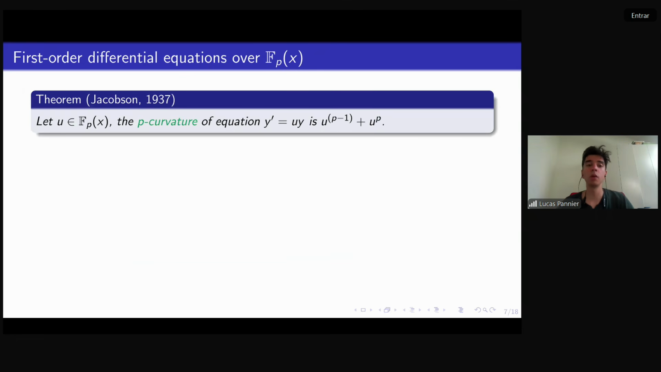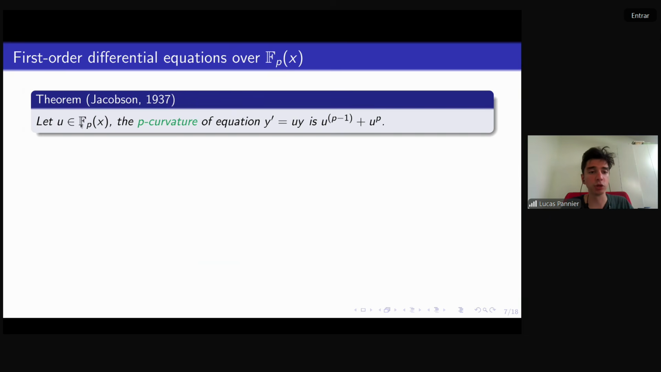Okay, so now what happens in Fp, over Fp of x, in positive characteristic? Well, first recall that we had Cartier's lemma that allowed us to not check algebraicity directly, but to compute p-curvatures and then to conclude on algebraicity. And it happens that we have a theorem of Jacobson that gives a closed form formula for p-curvatures of first order differential equations.